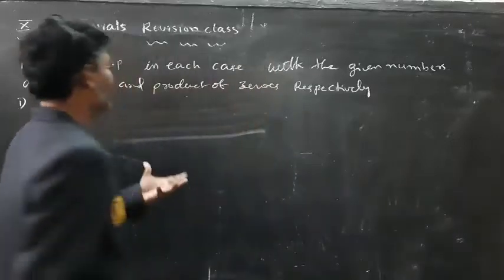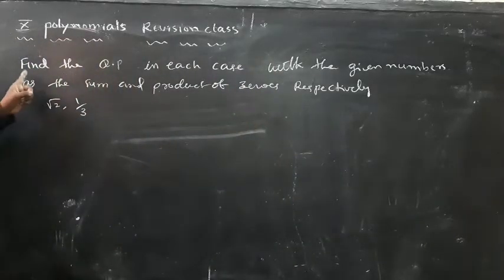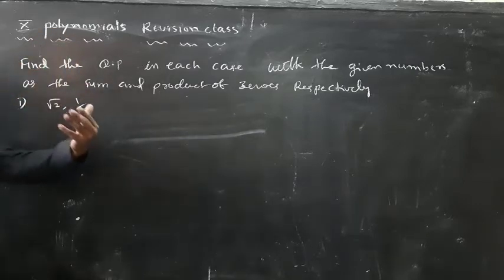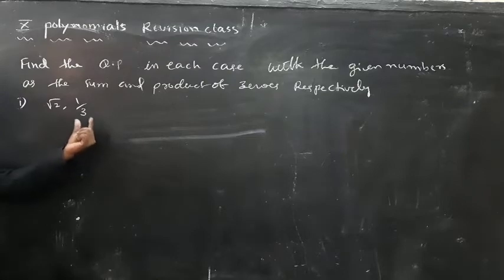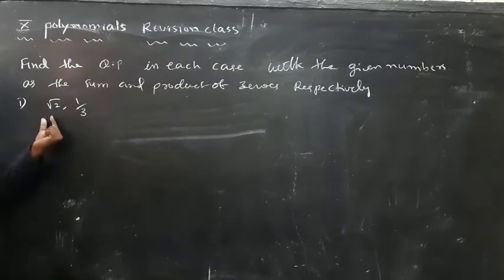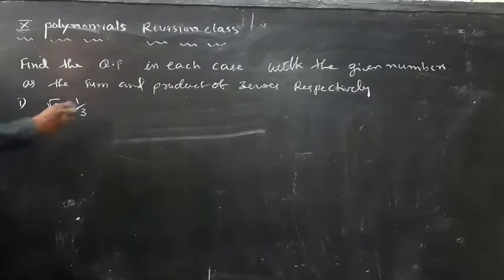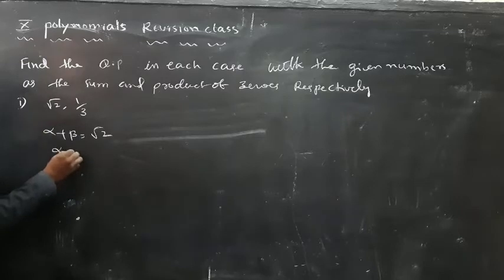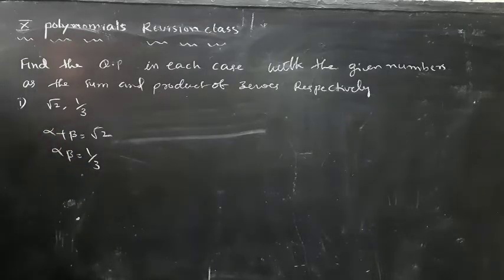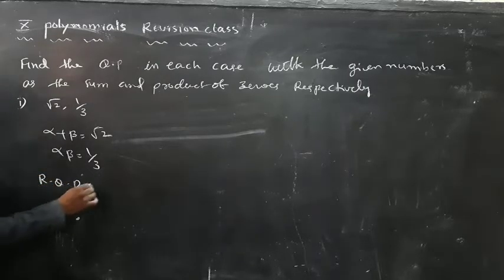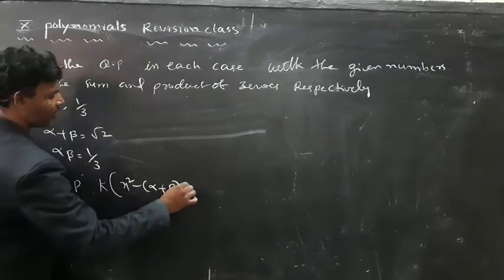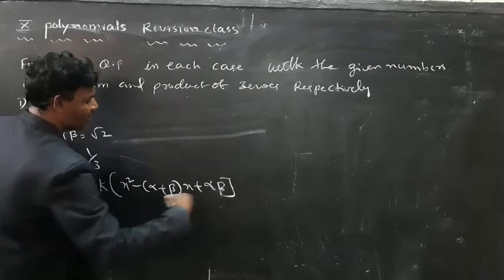10th class students, here is another question. Find the quadratic polynomial in each case with the given numbers as sum and product. Here two numbers are given, one is the sum of zeros and one is the product of zeros. It means alpha plus beta is equal to root 2 and alpha beta is equal to 1 by 3. We have a formula. What is the required quadratic polynomial? k bracket x square minus alpha plus beta into x plus alpha beta.